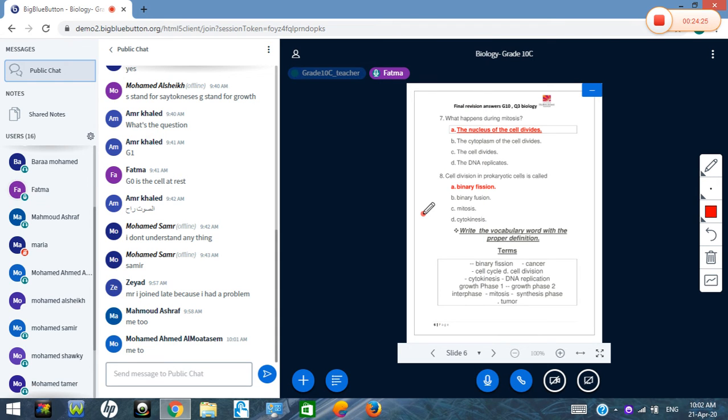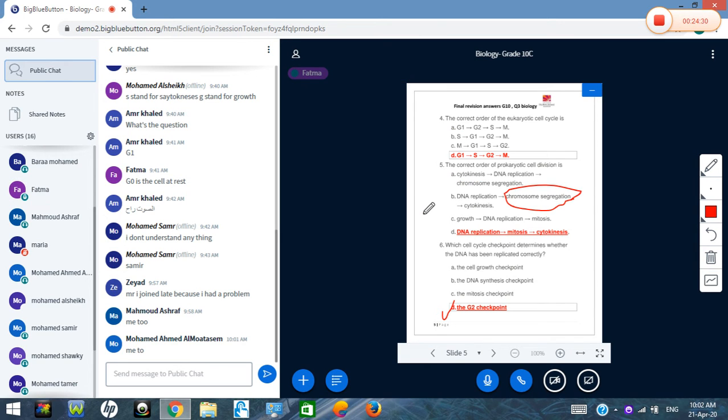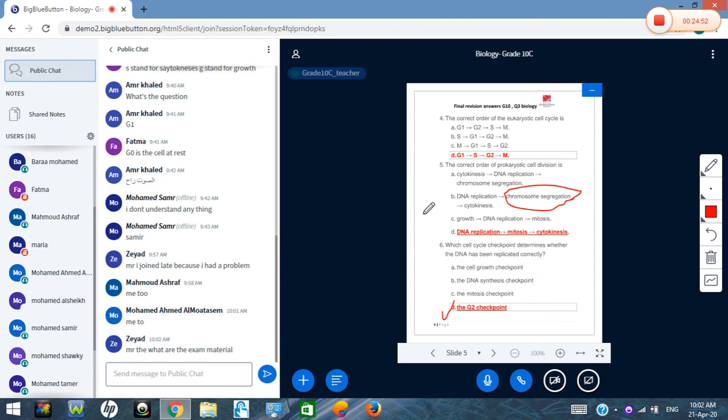Okay, no problem. The S checkpoint may determine the correction of the DNA duplication, or maybe it is still duplicating the DNA.